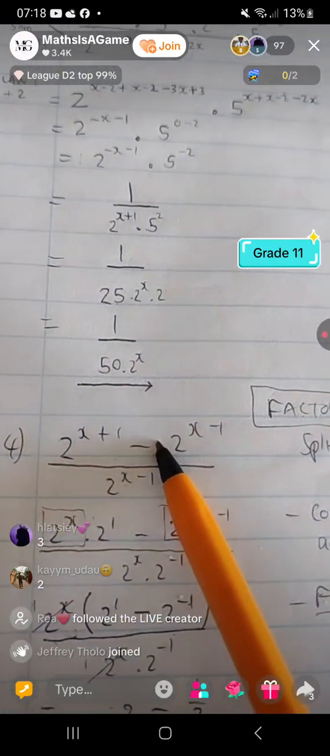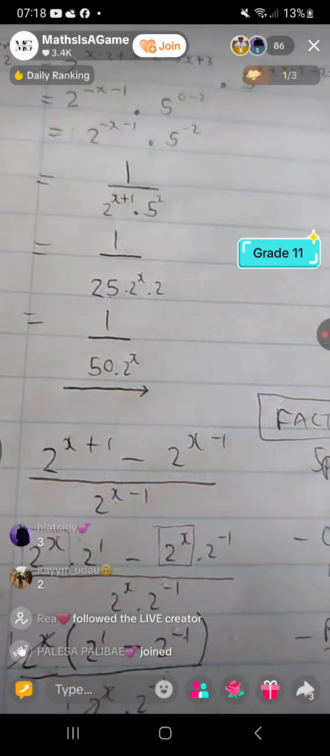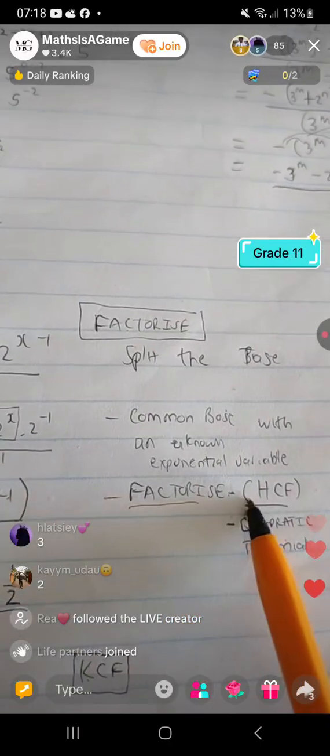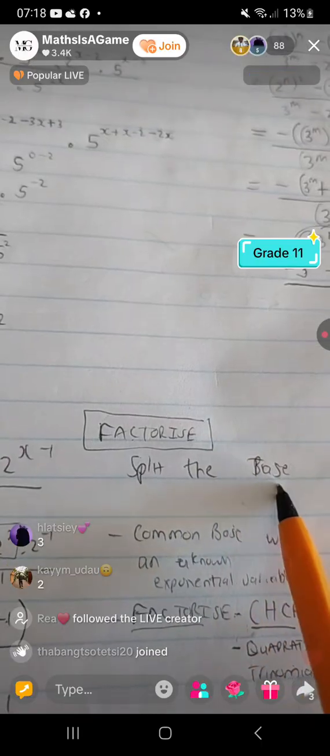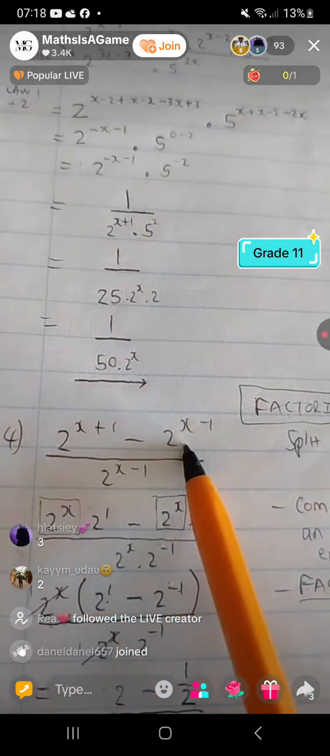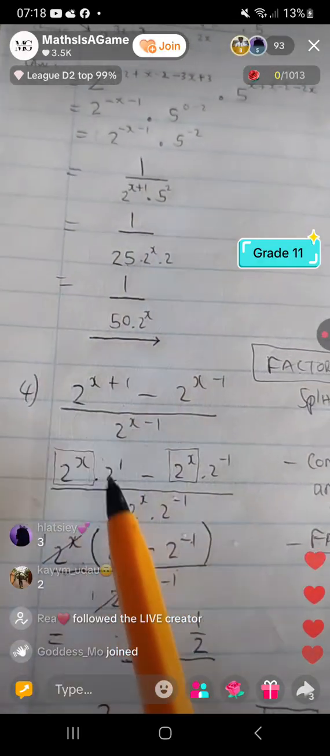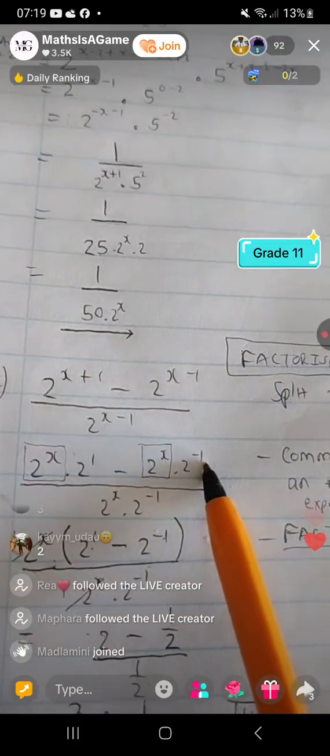when between bases, the minute you see that there's a plus and a minus sign that is separating your bases, then in your head you are like, there must be some type of factorization I'm going to have to apply. But first, I split the bases according to their prime bases. These are already prime. So you split the base, as you see here, 2 to the power x times 2 to the power 1. 2 to the power x times 2 to the power negative 1.